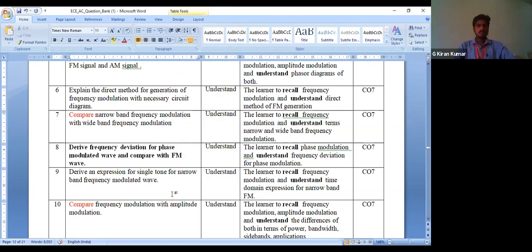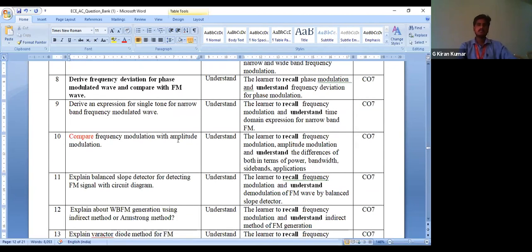Expression for single tone narrowband frequency modulation. You can go through the narrowband directly now. In every concept we will consider only single tone in FM, because we have an infinite number of side lobes. That's why the calculation can be done for the single tone case.